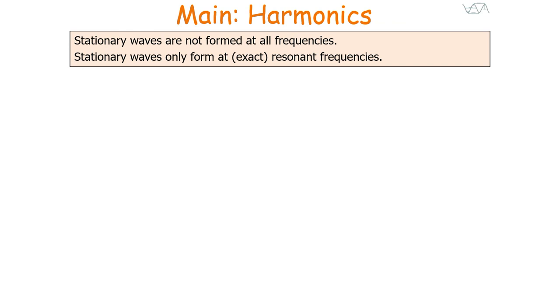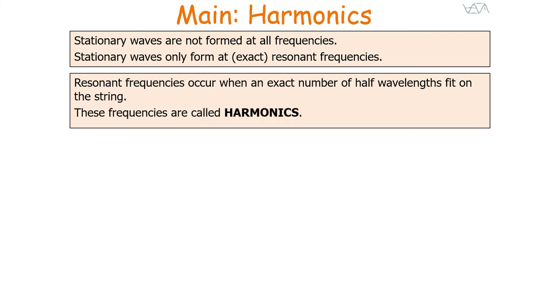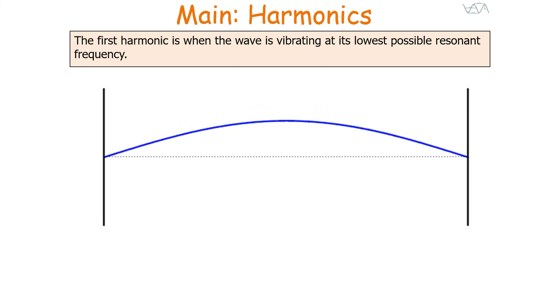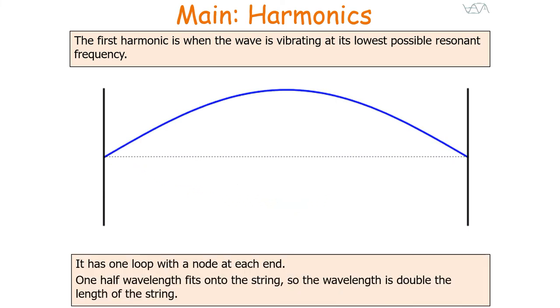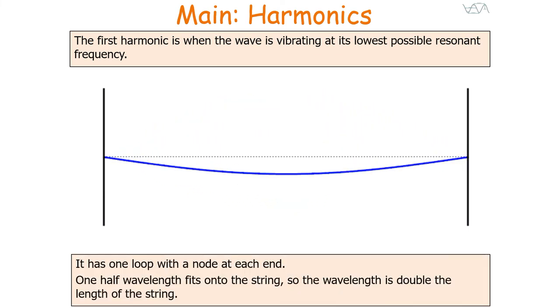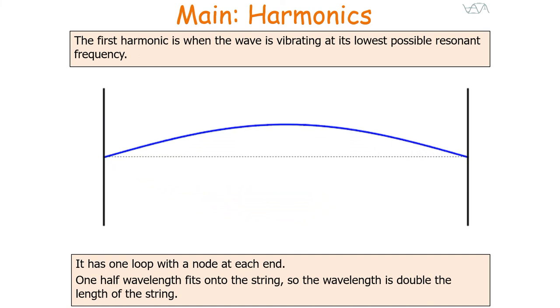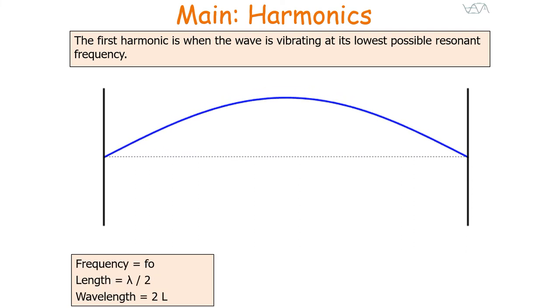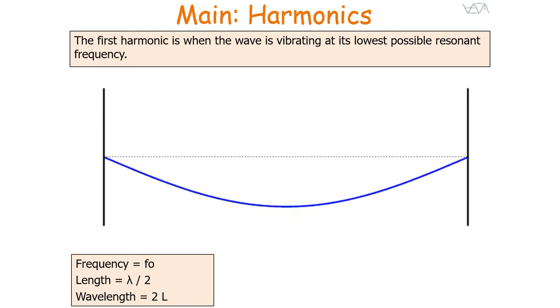So as we said before, stationary waves are not formed at all frequencies. Stationary waves only form at exact resonant frequencies. So resonant frequencies occur when an exact number of half wavelengths fit on the string, and these frequencies are called harmonics. Now the first harmonic is when the wave is vibrating at its lowest possible resonant frequency. So you'll notice from this diagram, it has a loop with a node at each end. So in this example of the first harmonic, one half wavelength fits onto the string, so the wavelength is double the length of the string. So as we say, the frequency is f0, the length is lambda over 2, so therefore the wavelength is 2L.